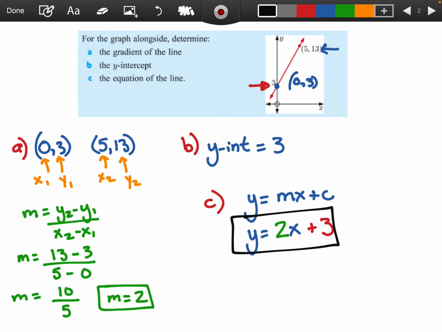So use 2 points to figure out slope using the slope formula. Grab your y-intercept directly off of your graph. Figure out what that number is. And then use those 2 pieces of information to fill in your equation of your line. And you've got yourself an equation. And that's all there is to it.